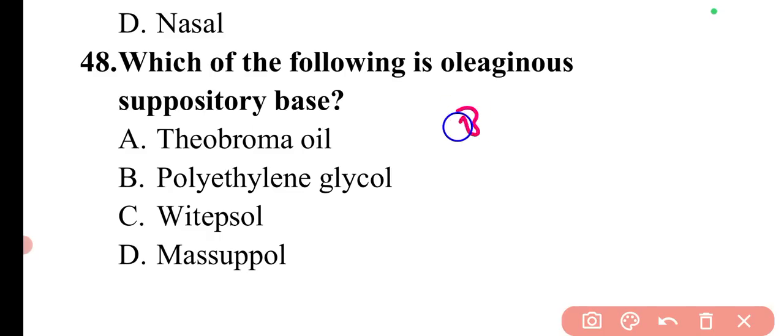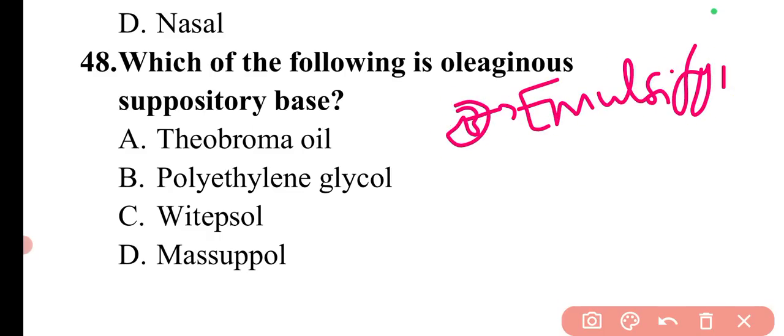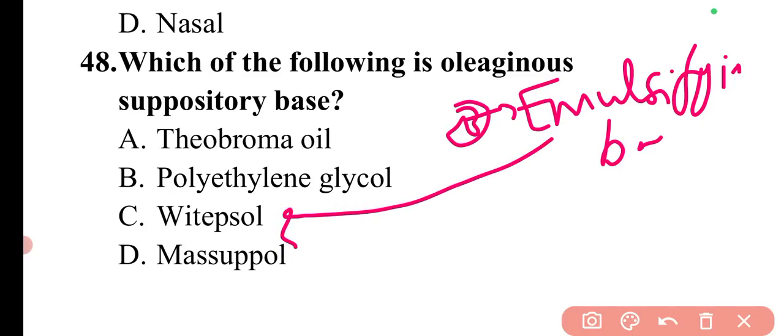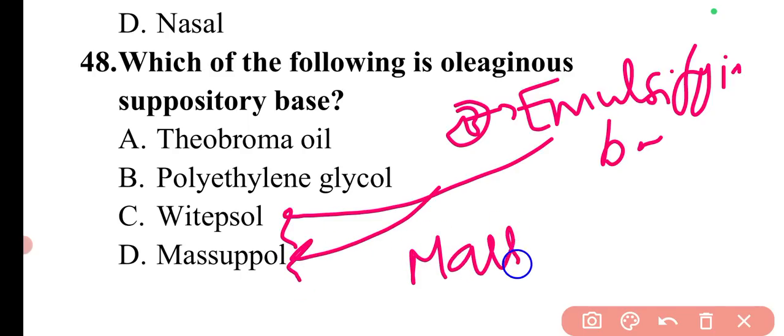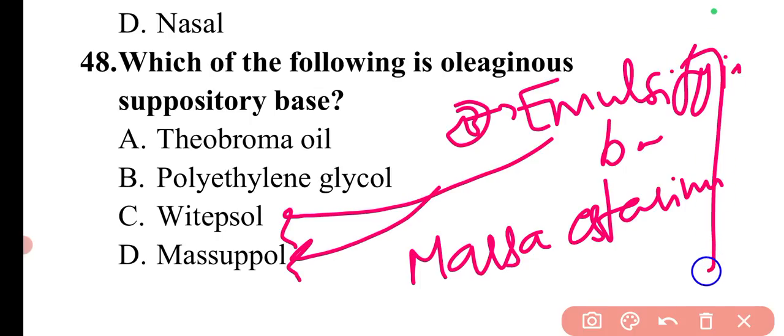Then the third type is emulsifying bases. For emulsifying bases, there are different examples. For example, Witepsol is an emulsifying base, Mesupol is an emulsifying base. Then there is another example, Massa Estarinum. This is also an emulsifying base. So these three main types of bases are there. You must remember the examples.